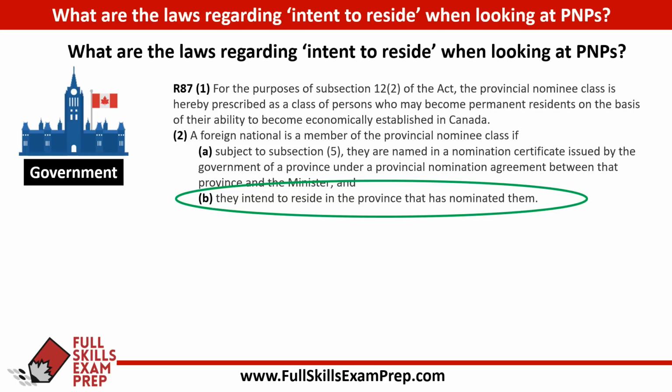All right, so of course, we could see that Regulation 87 says that it's incredibly important that the foreign national intends to reside in the province that nominated them.